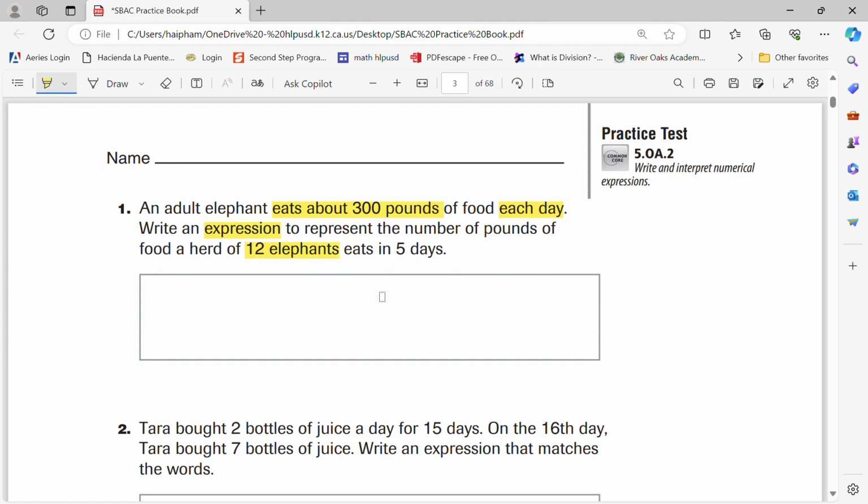I assume these are also adults. And they are eating for 5 days. So we have the same number repeating over and over for 5 consecutive days. That means we need to multiply in this expression. So to set us off, let's type in 5 times, which represents the 5 days. Put in parentheses to represent your number of elephants. Now we have 12 elephants that are eating 300 pounds of food each day. They did not ask us to solve this problem. All you needed to do was write an expression and bam, you were done.